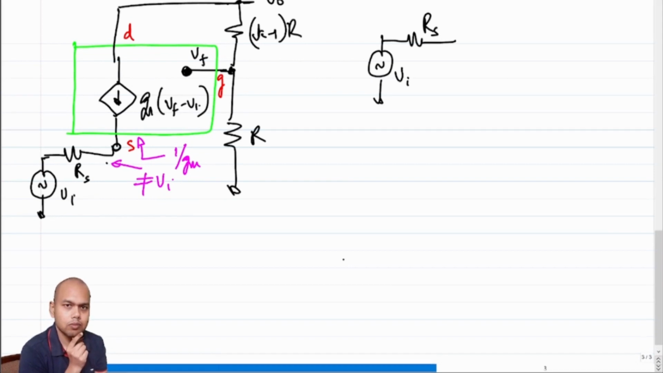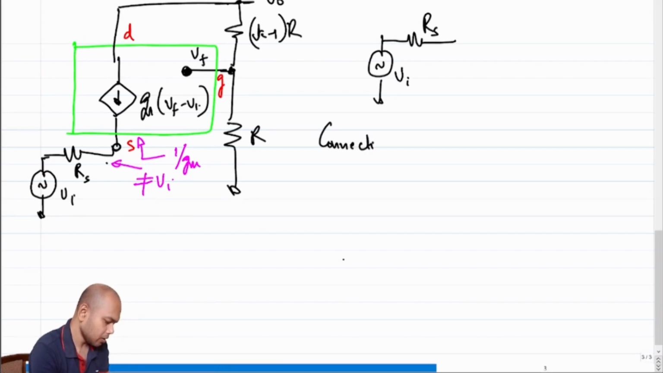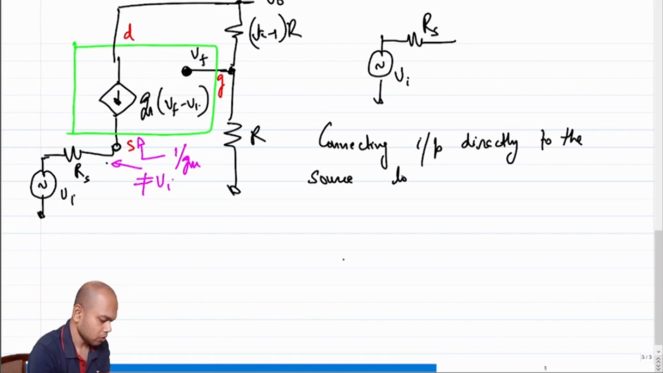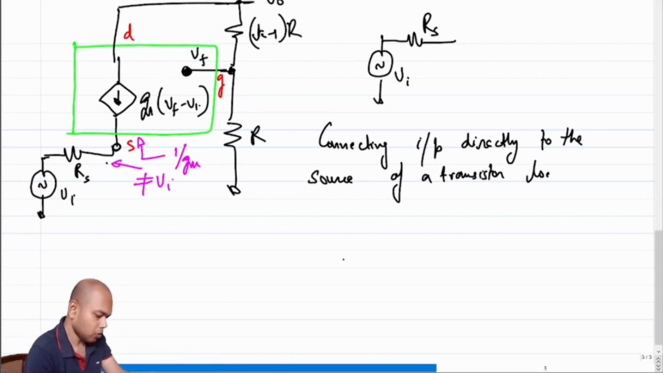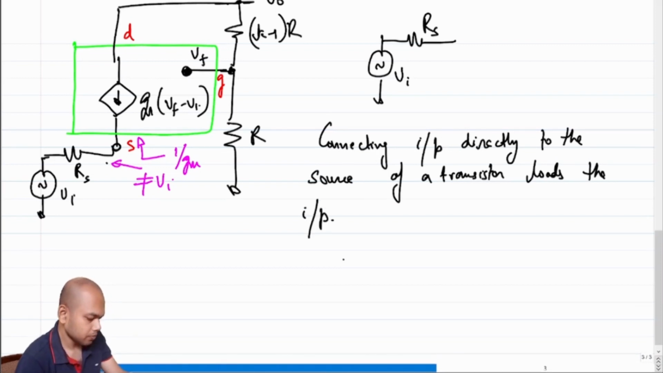So what should we do? Among all the circuits that we have learned, what do you think we should do in order to rectify this problem? What is the problem? The problem is connecting input directly to the source of a transistor loads the input. Correct? So what should we do? We should prevent loading. We should prevent current getting sucked out of the source, whereas we still want to get VI at the source, right? So what is the solution?